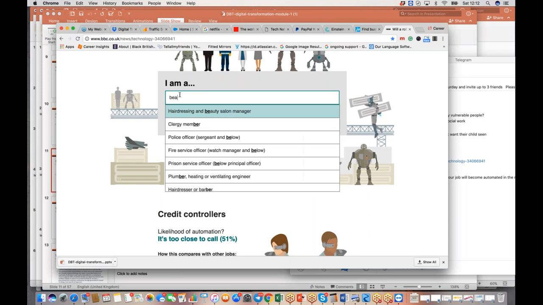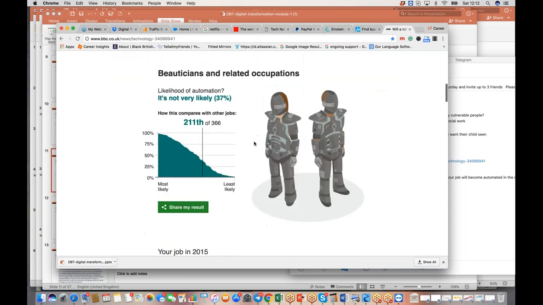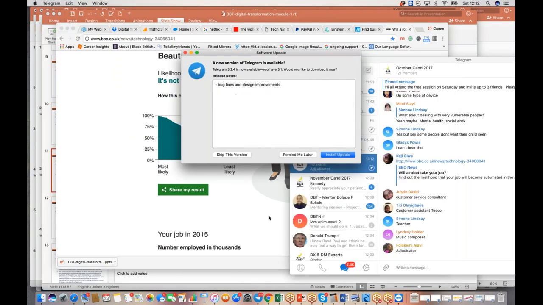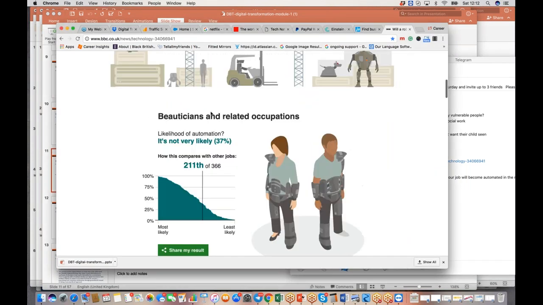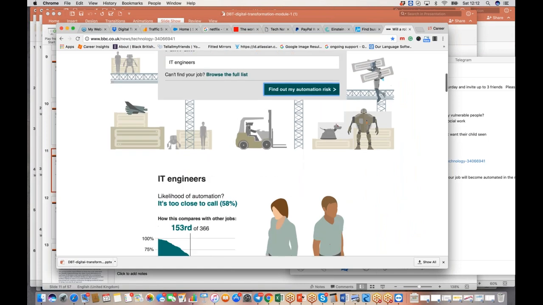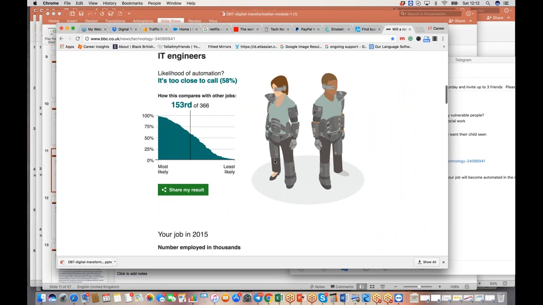Anyway, let's look at someone typing beautician. It's not very likely, 37%, because it still has that human connection. Okay, so there's a likelihood that your job will be taken away by a bot. But let's see if anybody else has typed anything. IT engineer. Okay, type in IT engineer. Okay, good. That's the first one we've seen. Let's see. Oh, too close to call.